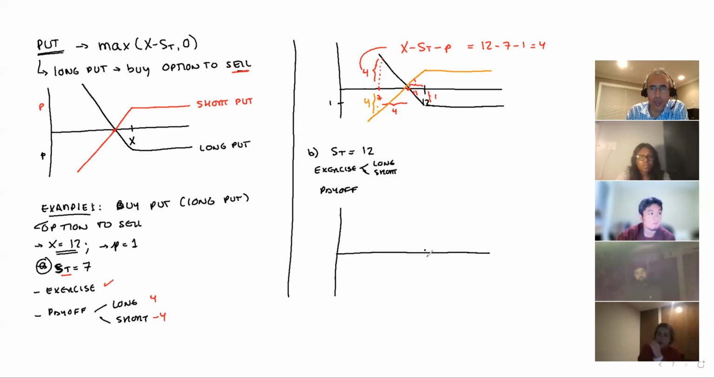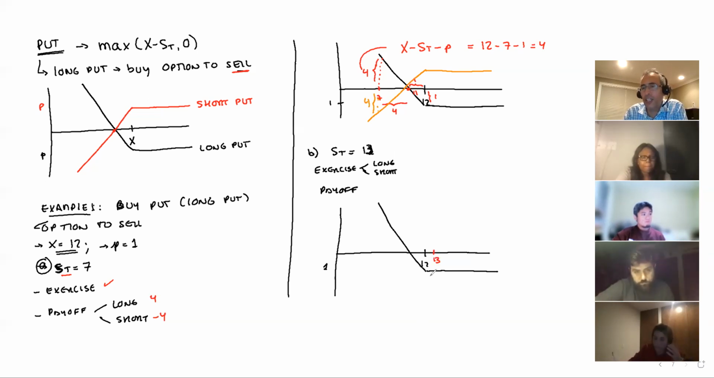Let's do this one here. Okay, so I have again 12. My long put is like that. Okay, but now my price equals 12. You know what? Let's change it to 13, just to show you what happens. So if the price is 13, do I exercise or not exercise my put? Sorry, this is wrong here. Do I exercise or not my put, guys?